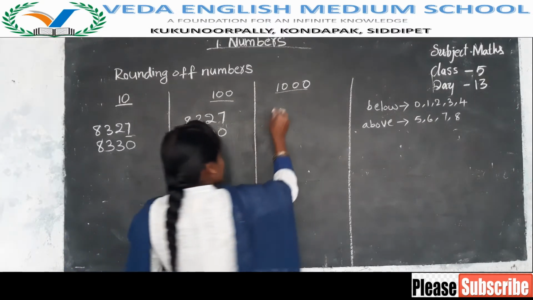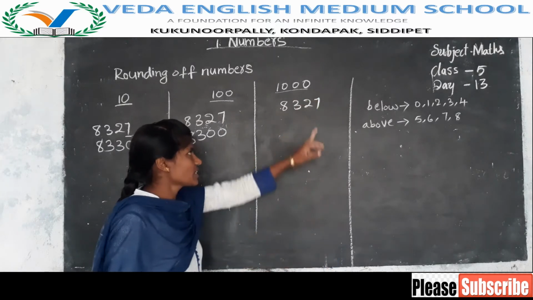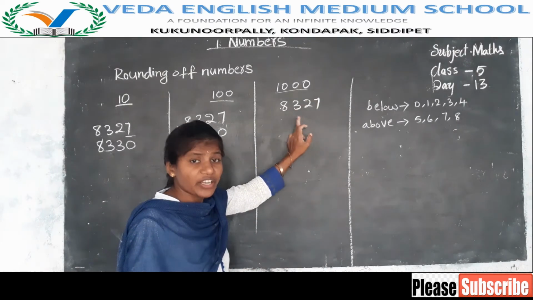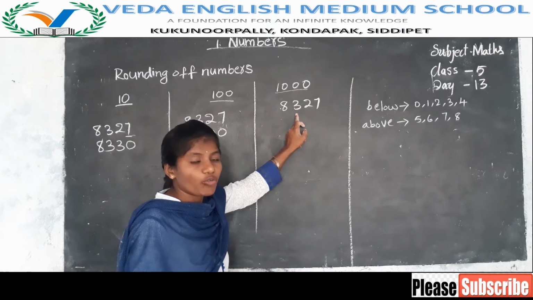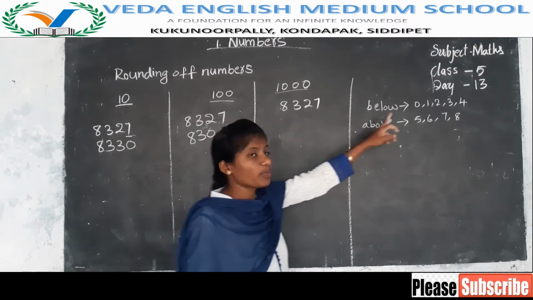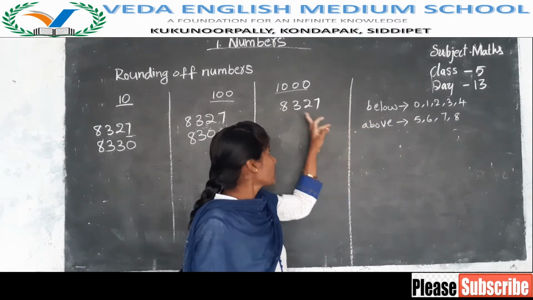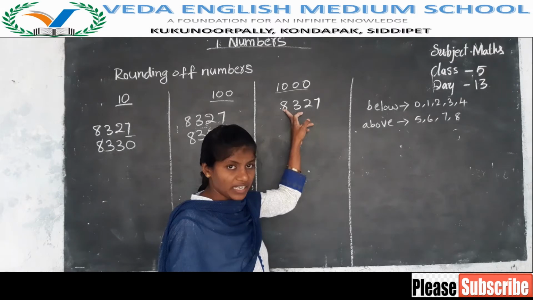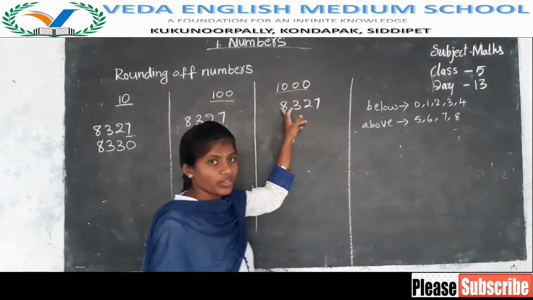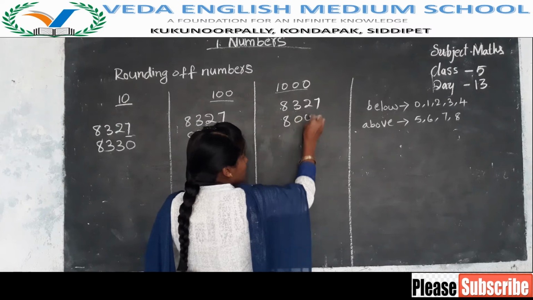Same number to the nearest thousands. Nearest thousands means which place value you have to check? You have to check the place value of 100. What do you have in the hundreds place? 3. 3 is above 5 number or below 5 number? Below number. If the number is below 5, then you have to increase the next number. Next number increase cheyala? No, there is no need to increase. You have to write the next number as it is, and remaining numbers are zeros.